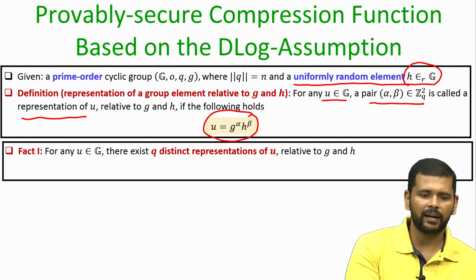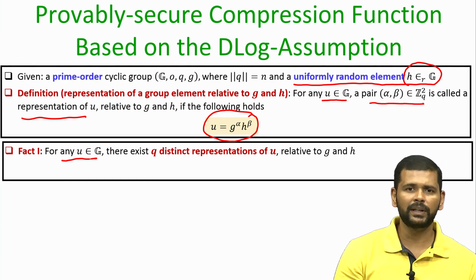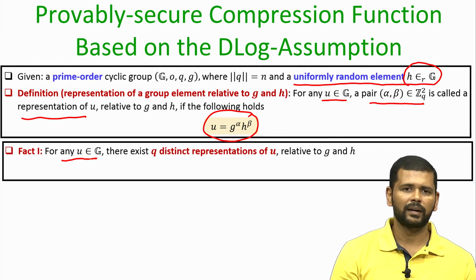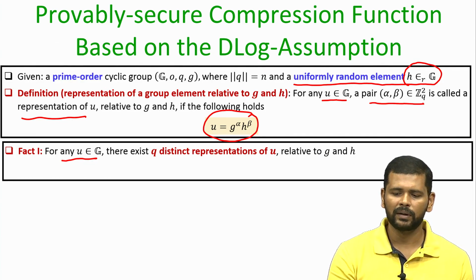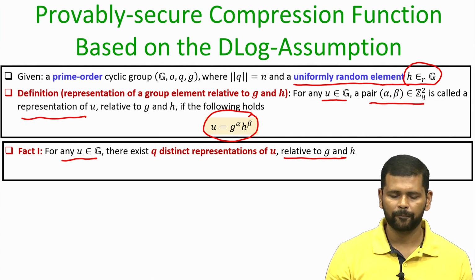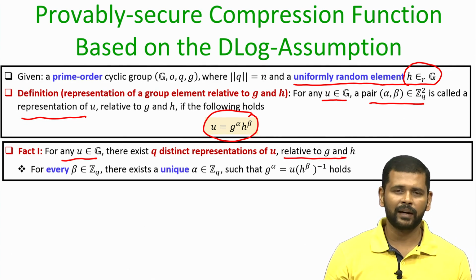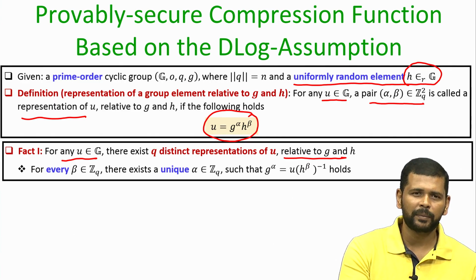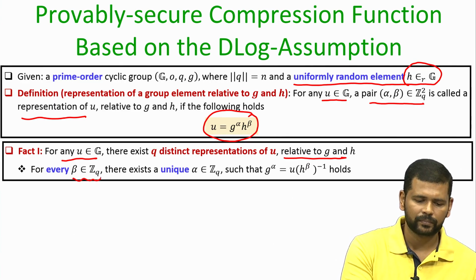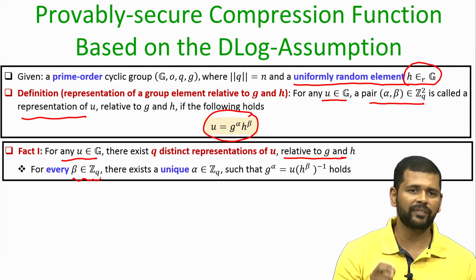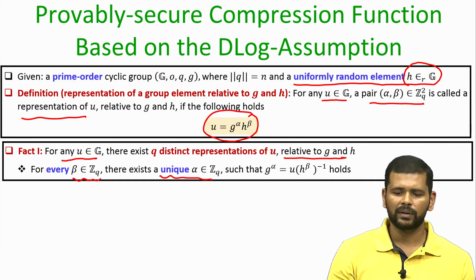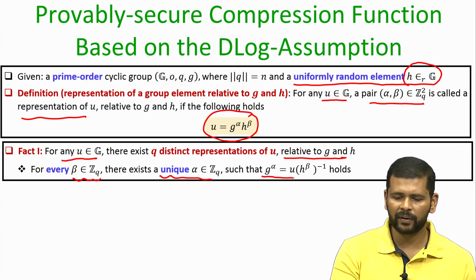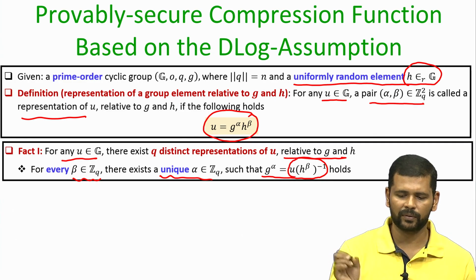The first fact is that if you take any element u from the group G, then there exist exactly q distinct representations of the same element u relative to g and h. What that means is that if you fix any arbitrary beta from the set Z_q, then corresponding to that fixed beta there exists a unique alpha from Z_q such that the relationship g to the power alpha equals u times the multiplicative inverse of h to the power beta holds.